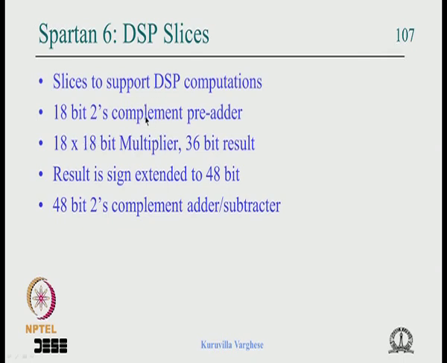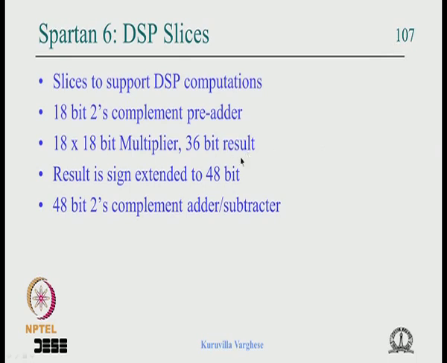So two 18 bits can be added and that can go to the multiplier. It can multiply another 18 bit which is coming from a separate port. It produces a 36 bit result. Now this can be sign extended to 48 bit and it is followed by a 48 bit 2's complement adder subtractor, and it's not that everything needs to be used. You can use this multiplier along with the post adder, or you can cascade the pre adder and post adder bypassing the multiplier. You can take the multiplier result outside, the 36 bit result.